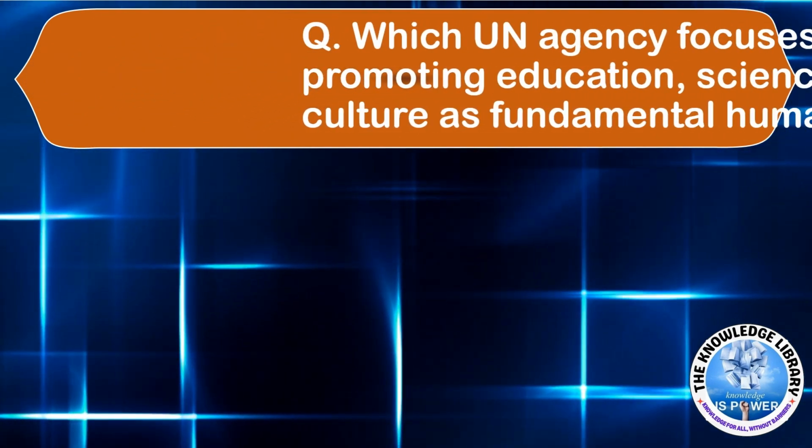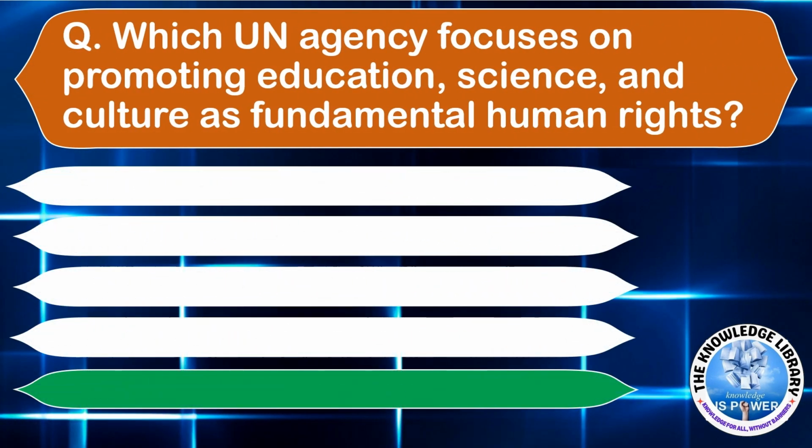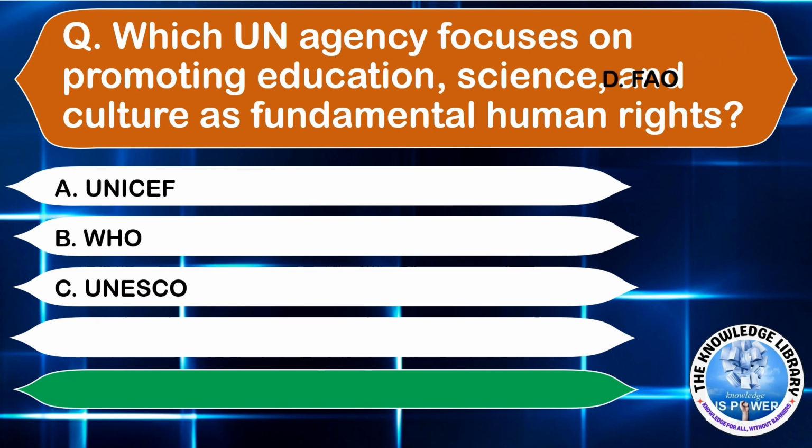Next question is, which UN agency focuses on promoting education, science and culture as fundamental human rights? Option A, UNICEF. Option B, WHO. Option C, UNESCO. Option D, FAO. Correct answer is option C, UNESCO.